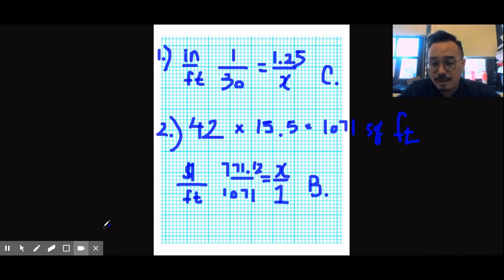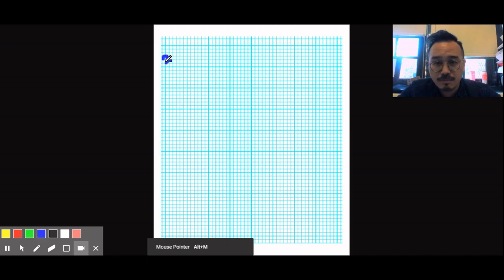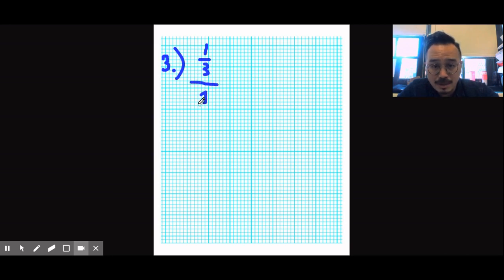All right, so let me erase this. Let's do 3. Now 3 is complex. Not difficult, but it's complicated enough. So here's the issue: we're gonna turn minutes into a day. So think about that. That's why it's hard. So what we need to find out is if it's 1/3 of a ton for 1 minute, then how much is it for 60 minutes?